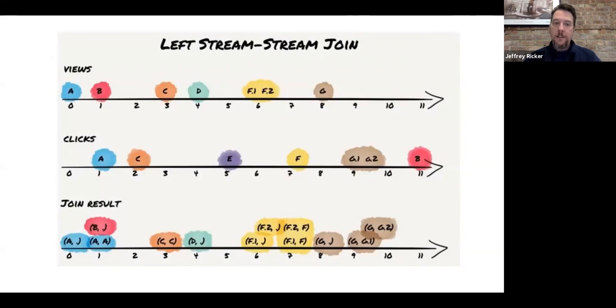Then at time 2, C occurs on the click event, but that's not our primary stream, so we don't emit any event. But at time 3, a C occurs on the primary. We see the C on the secondary. We emit CC join, and so forth. Do you see how this works? So the results of a left stream join are very different than from an inner stream join.